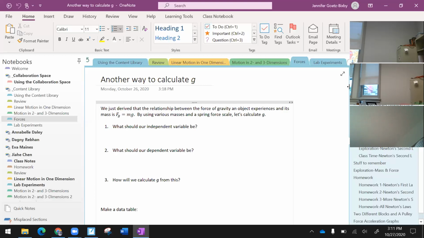So if we have these two things and we put a bunch of masses on there and we measure a bunch of Fgs or a bunch of forces, how are we going to calculate little g? No, because that only takes one data point into consideration. What's the best way to do something? You're going to do multiple masses. We're going to pool all of our data together, and then what?